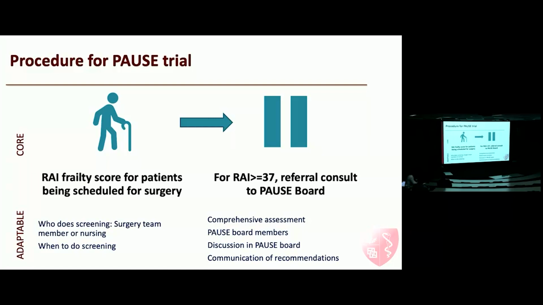There were certain design elements of the trial intervention that could not be morphed. We couldn't tell the sites that, oh, it's okay not to do screening for certain patients or not to do the referral for certain patients. So the core elements were patients are being screened and they are being referred for the PAUSE board, and that has to stay constant across all the 21 clusters and sites. But the adaptable elements were who could do the screening, whether it's which surgical team member or whether we are going to employ nursing or MAs or LVNs.